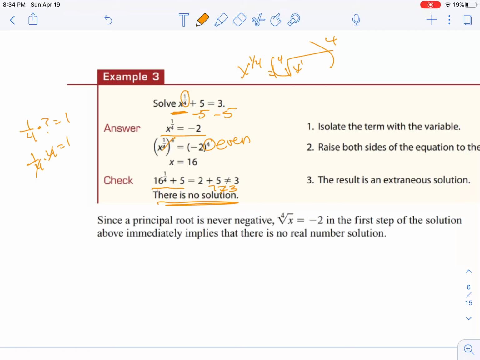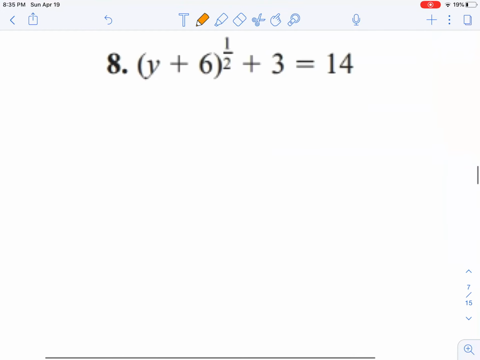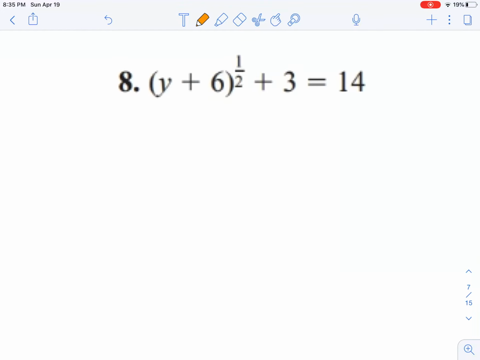Maybe because this is a negative, that would have been your clue, right? We can't have even roots getting to be negative numbers. Okay, so you might have noticed in the very beginning and thought, I don't think I have to finish that. However, it's always good to do that just in case. Alrighty, let's do number 8 together.